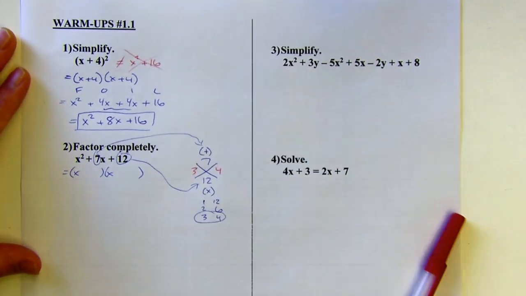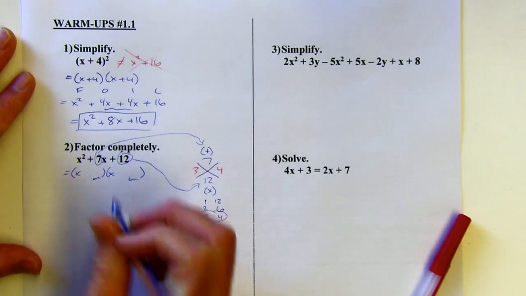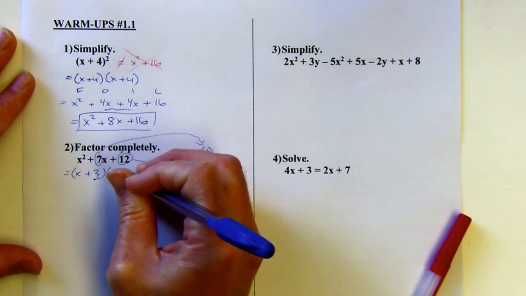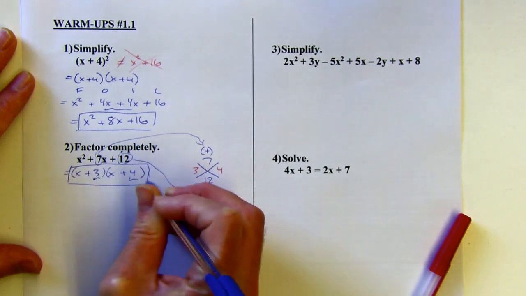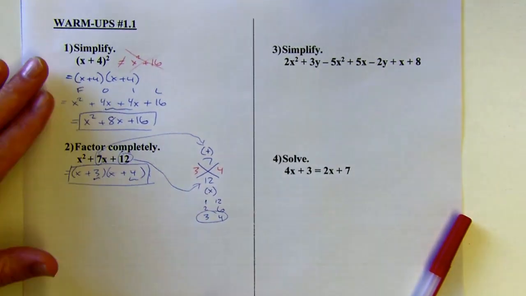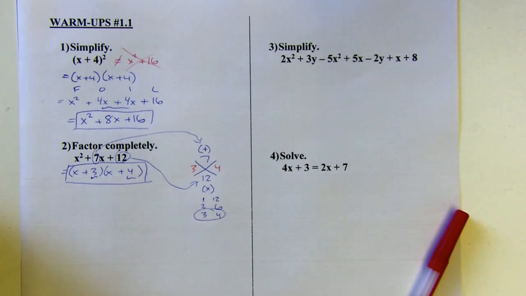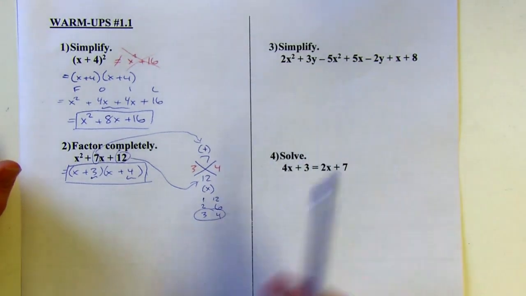You could reverse their order. But that tells me what goes in the back of these parentheses, a +3 and a +4. And there we go. And you could always test your answer out by FOILing it back together. It should get back to x squared plus 7x plus 12. Okay. All right, this next problem, I've got a long polynomial here.